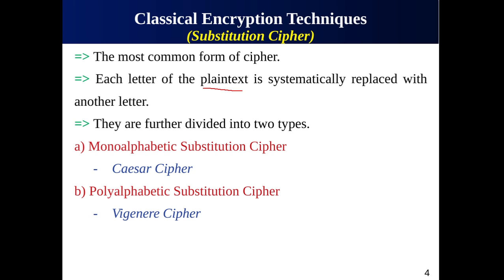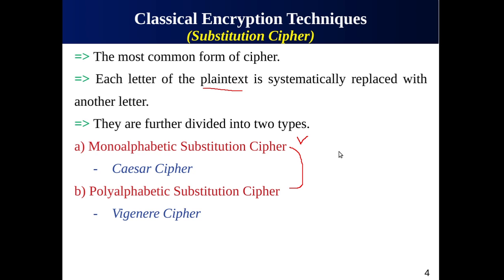Okay, they are further divided into two categories. One is known as monoalphabetic substitution cipher, and the second one is known as polyalphabetic substitution cipher. And there is a very minor difference between these two. The first one, which is also known as simple substitution cipher, actually depends on a fixed replacement structure. That is, each letter of the plain text will be replaced with the same letter throughout the text.